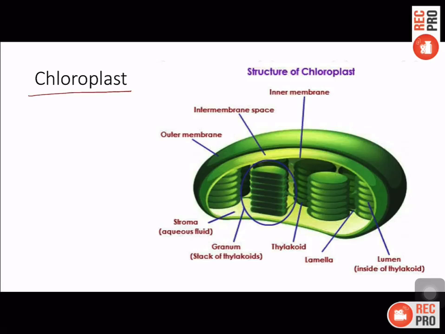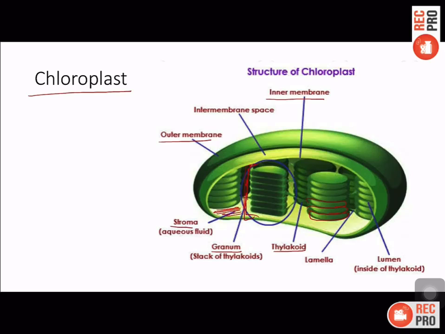So in this diagram you can see the chloroplast has two membranes. One is the outer membrane, next is the inner membrane. Then you can see there are disc-shaped structures placed one above the other. This one structure is called a thylakoid. If they are stacked one above the other, they are called a granum. A stack of thylakoids is called a granum.